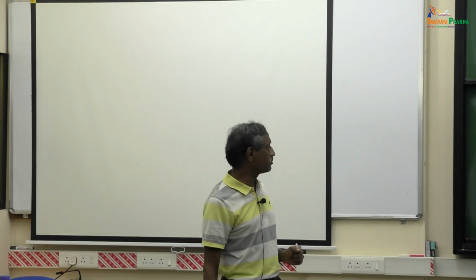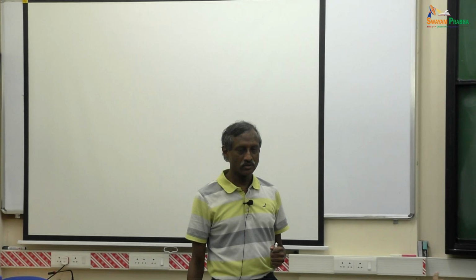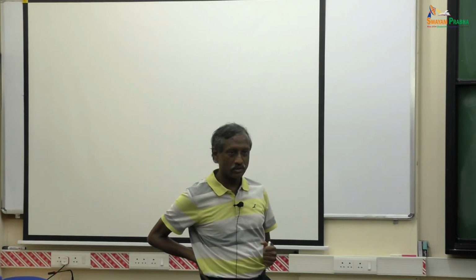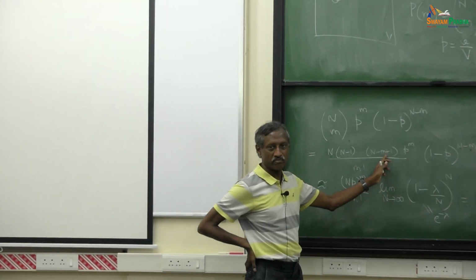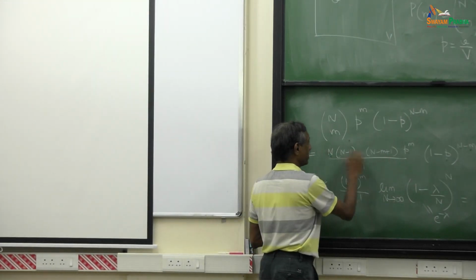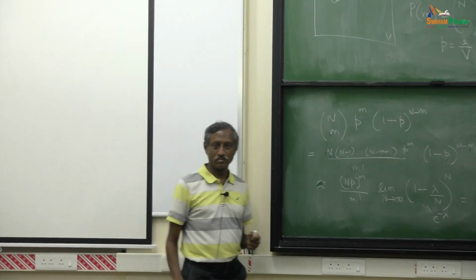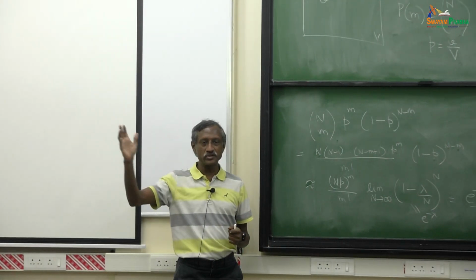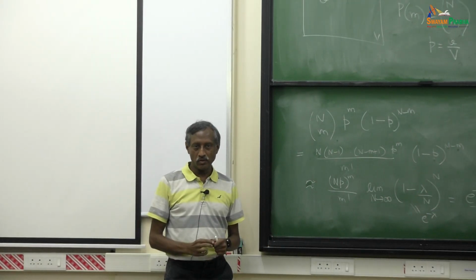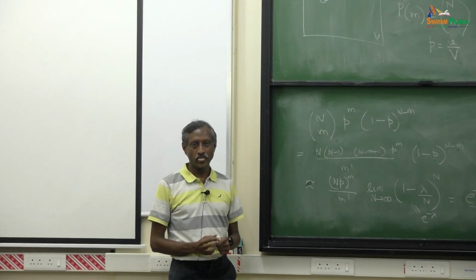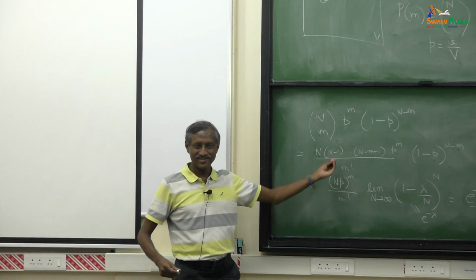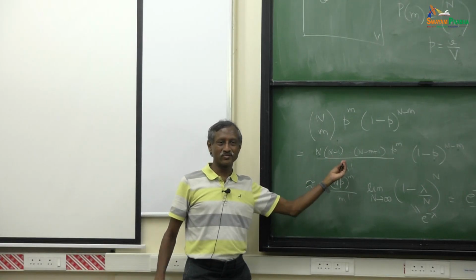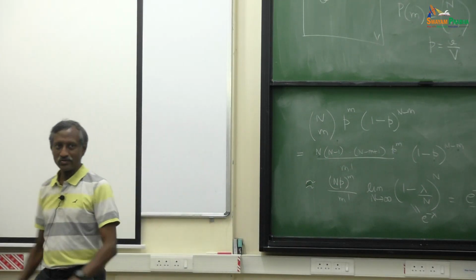I didn't use Stirling. I didn't need Stirling's formula. I just said that n is much larger than m, so I approximated this by n power m. That's all. I could use Stirling's formula, it will give the answer, but it's like a hammer for cracking a peanut or a groundnut. I don't need Stirling's formula.